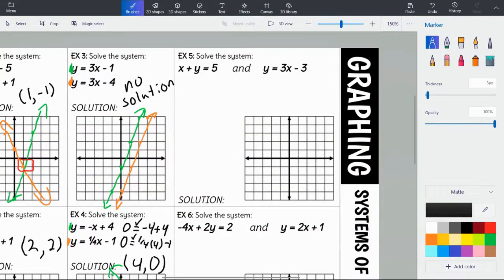Example 5. Okay, we'll do this one again together. Then I'll let you guys do example 6. Or actually, let's do example 5 together. Yeah, then I'll let you guys do example 6. That's exactly what I just said. But we'll do it that way.